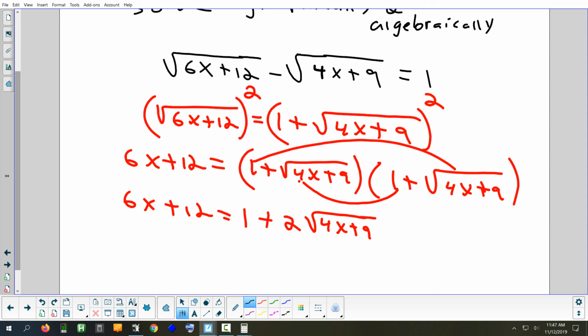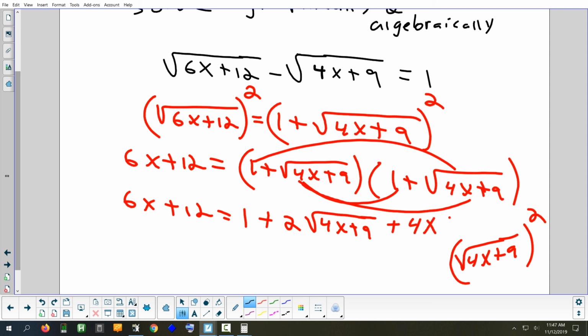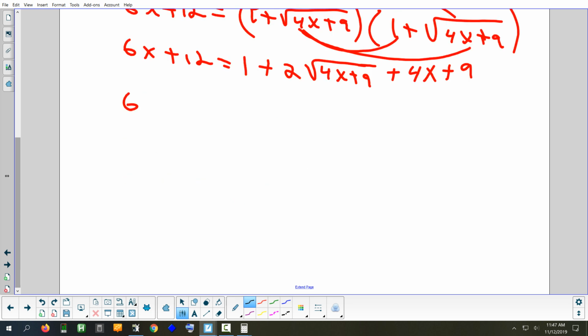And the last part, what's the square root of 4x plus 9 times the square root of 4x plus 9? It's basically like doing this. You're multiplying the square root of 4x plus 9 times itself. Wouldn't it just be 4x plus 9? 4x plus what? 9. Yep. Now, it looks like it got a lot worse, but once we combine like terms, look at how many roots you have in the problem now. You had 2, now you have 1. That's better. Okay. Let's combine some like terms.